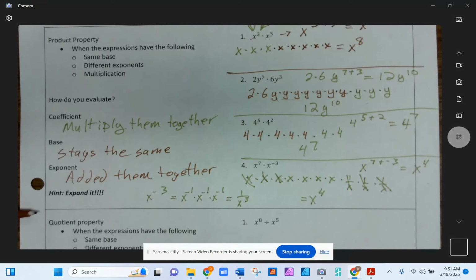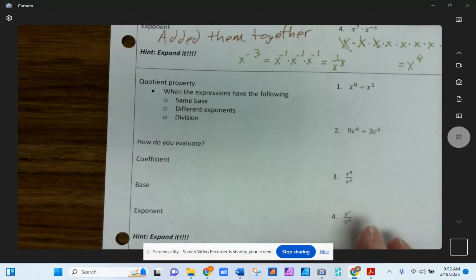So that's how you approach the product property. Quotient property is very similar, except it's the opposites, right?